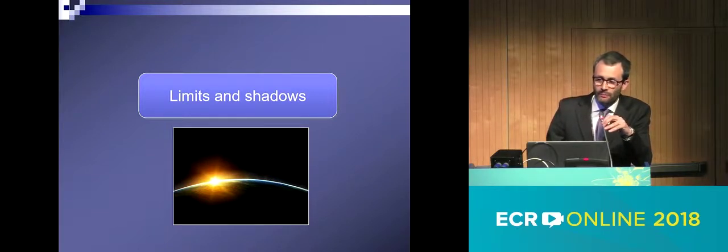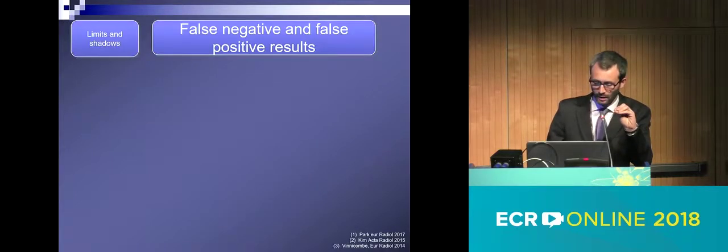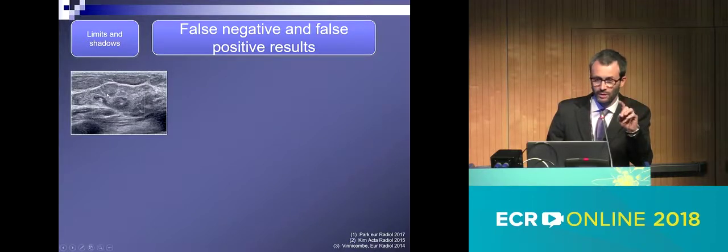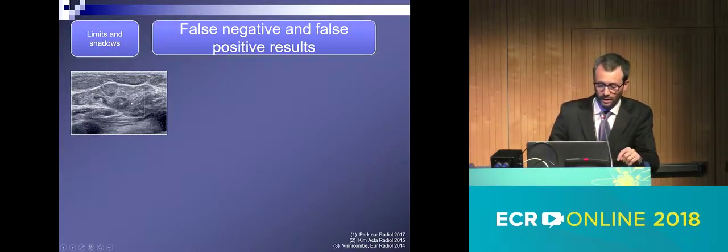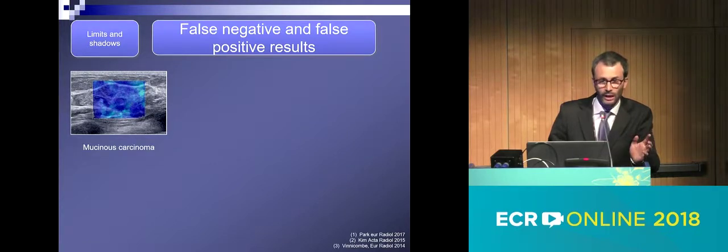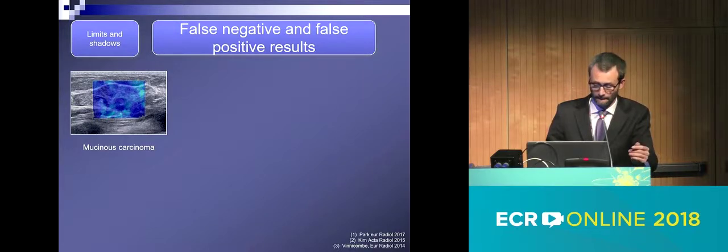Like any other imaging technique, I think it's very crucial to be aware of the limits of the technique. This is a developing technique, so there are limits, and it's very important to know them in order to make optimal use of the technique. First, there are false negative and false positive results. This is a case of a lesion that was found in an 80-year-old patient on mammogram, and there is a non-mass-like lesion on ultrasound, and you see that it's soft. Anyway, it was a mucinous carcinoma, so they are soft cancers.